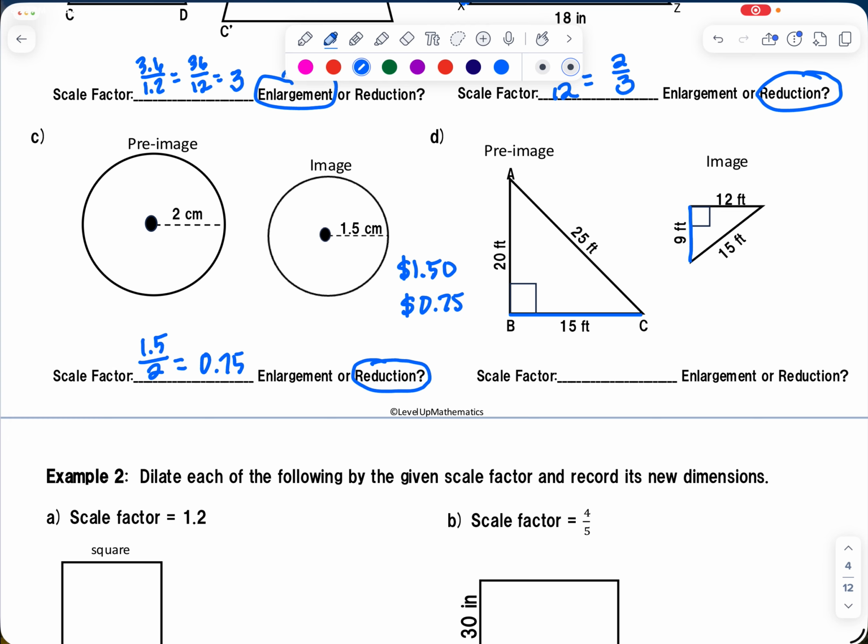So you're going to take the new, which would be 9, over the original. Now those will both divide by 3. So 9 divided by 3 is 3, and 15 divided by 3 is 5. So that is a reduction.